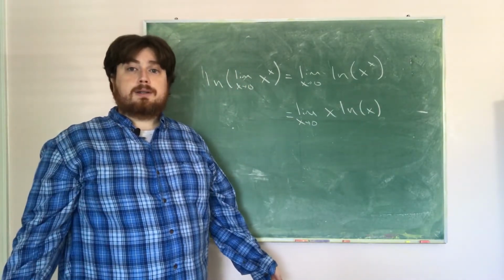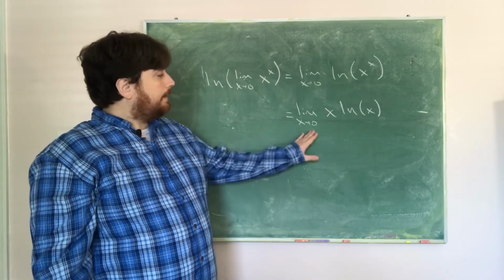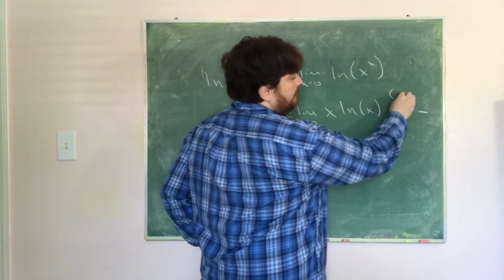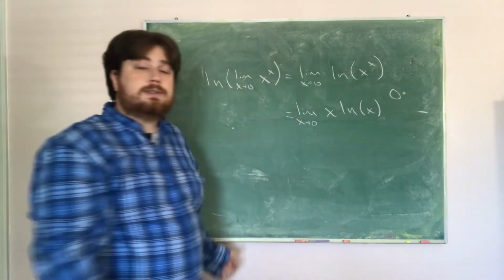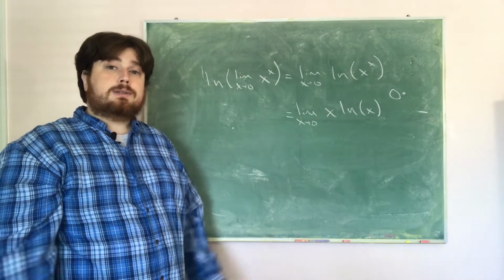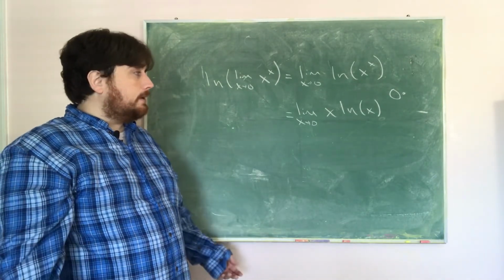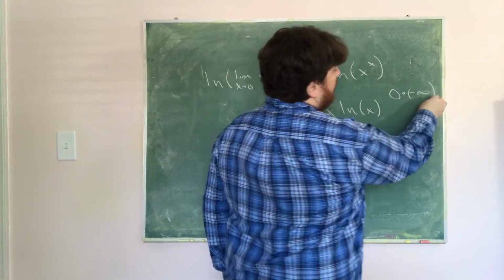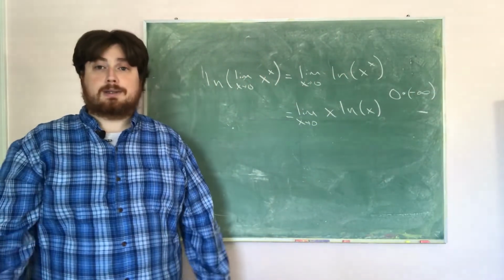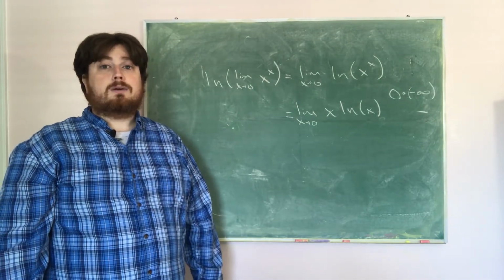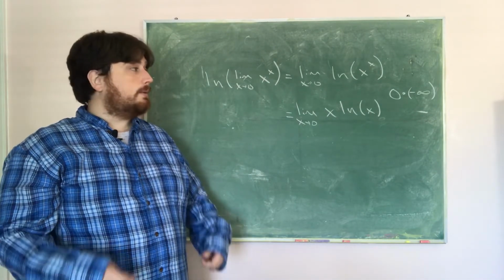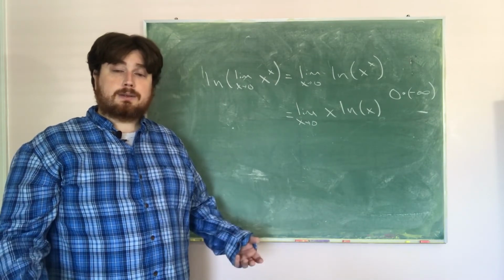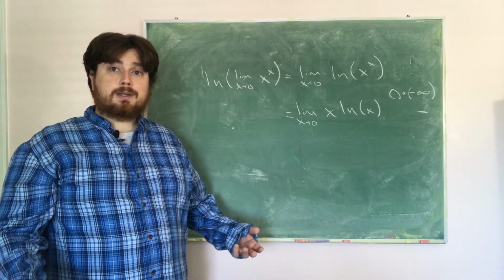Now I have a new limit to calculate, so I'm going to see what happens at 0. Well, at 0 I get x is 0, natural log of 0. As x approaches 0, natural log of x tends towards negative infinity. So we get 0 times negative infinity. Now, 0 times infinity was an indeterminate form. So we have an indeterminate form again.